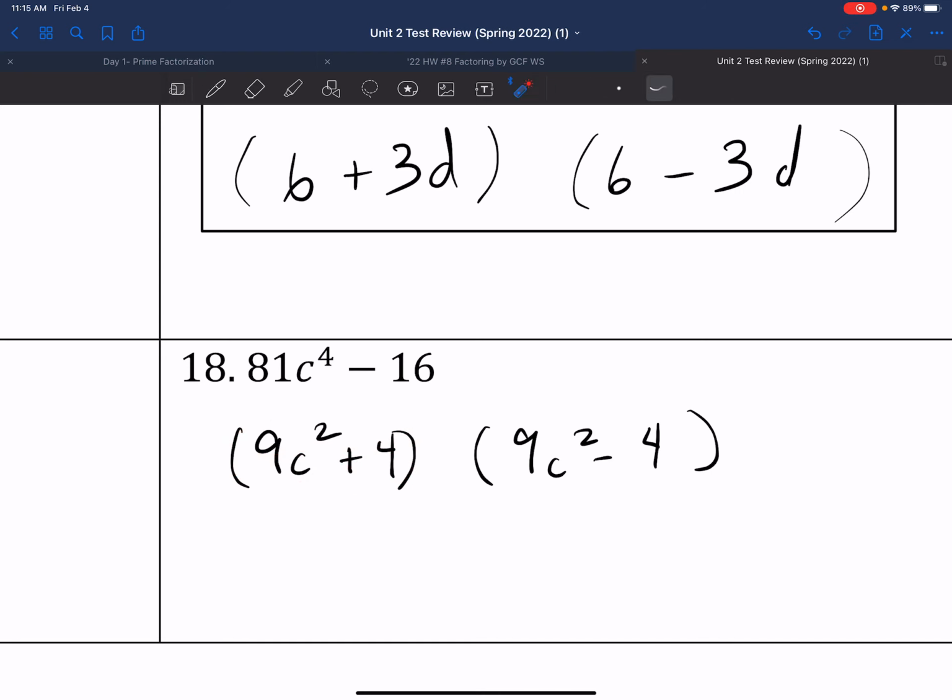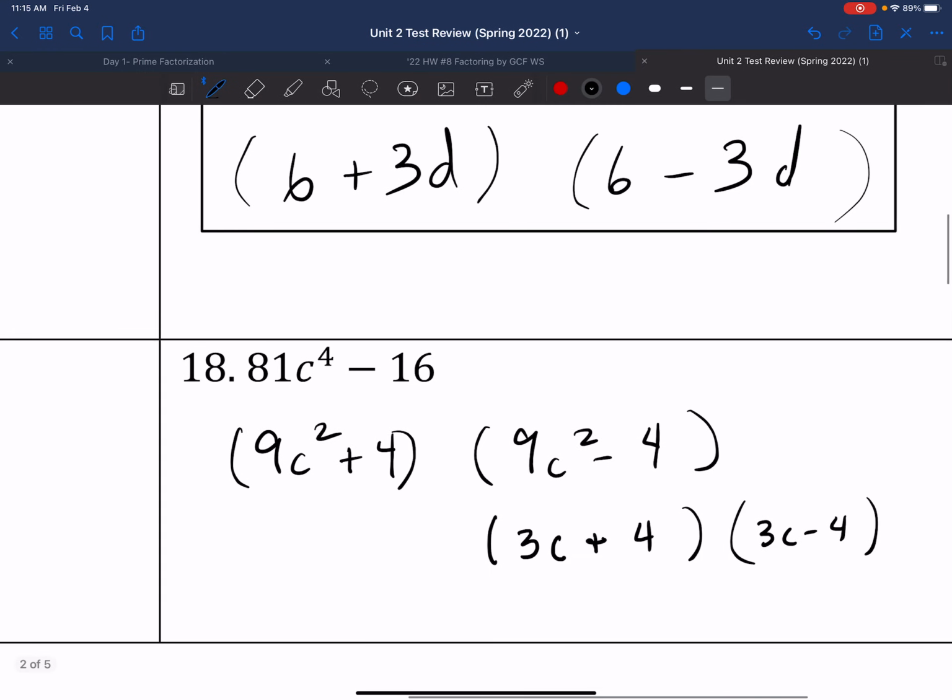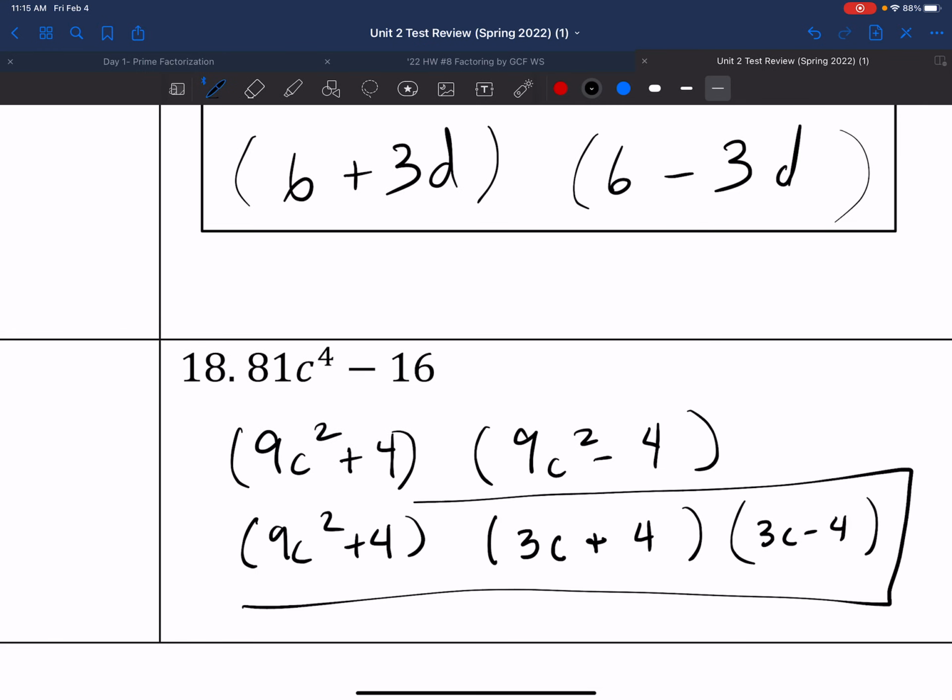So I know for sure that I can take the square root of 9, which is 3. I can take the square root of c squared, which is just c. And I can take the square root of 4, which is just 2. And remember, you have to put a plus sign here, and you're going to do the same thing on the other side as well. So if you include this, that is your answer.